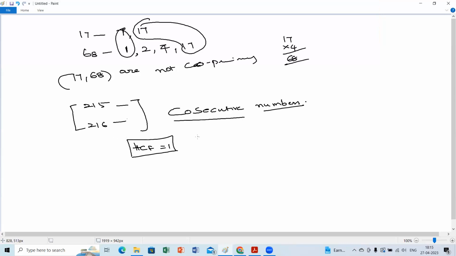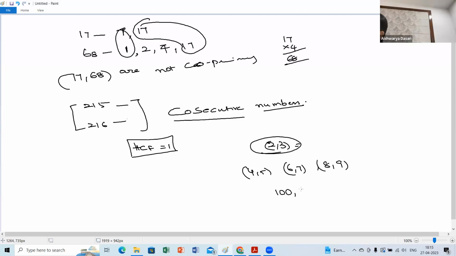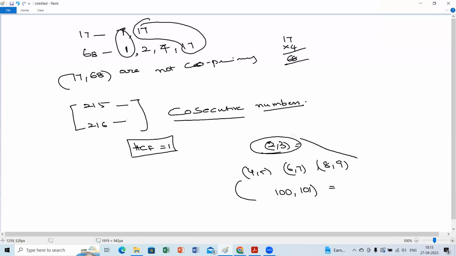HCF is 1. Always, not only these numbers, beta. If you see anywhere, 2 and 3 are consecutive, and the HCF of these is 1. So these are co-primes. Always consecutive numbers are co-primes: 4 and 5, 6 and 7, 8 and 9. What number with 100 makes co-primes? 101. Very good. Consecutive numbers means side by side numbers, children, adjacent numbers.